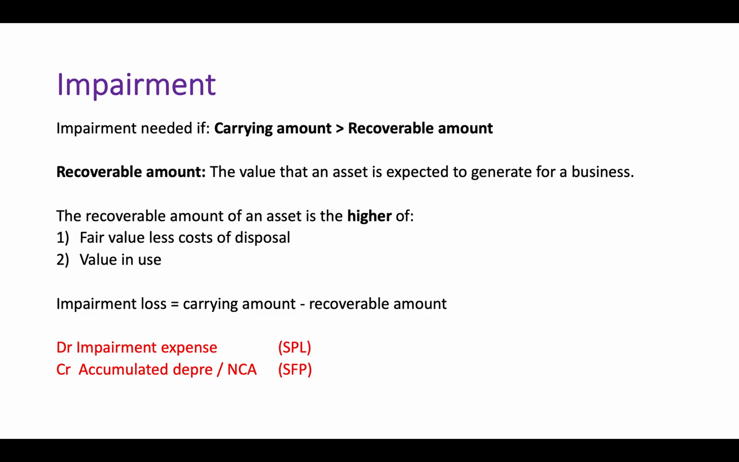You have an impairment loss if the carrying amount is greater than the recoverable amount. This is because accountants like to adopt the prudence concept, where they don't want to overstate their assets. And the impairment loss is the difference between the carrying amount and the recoverable amount. The double entry for this is debit impairment expense in your profit and loss account, and you credit your non-current assets in your statement of financial position.